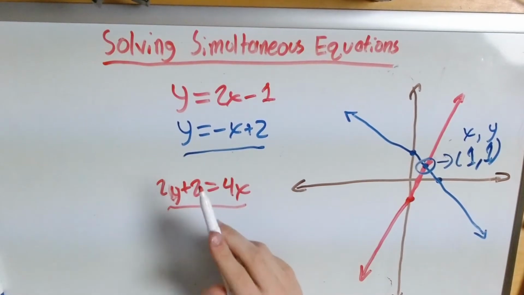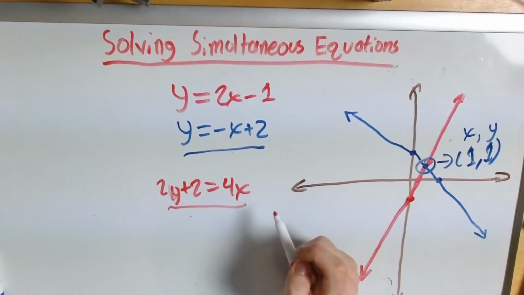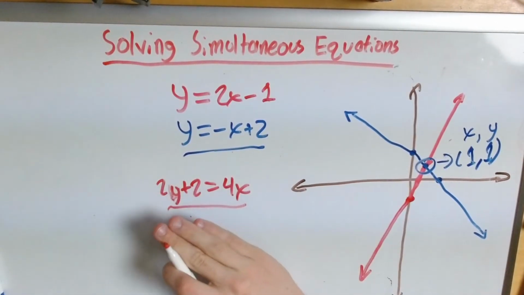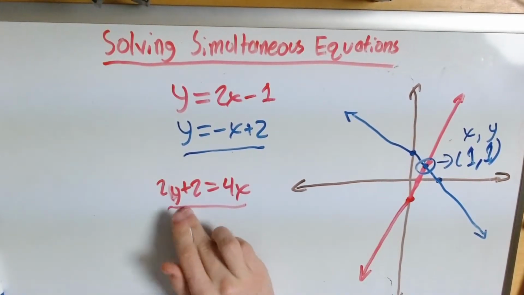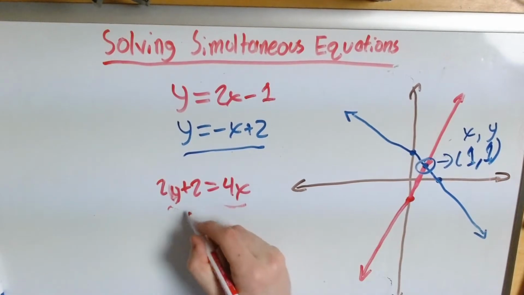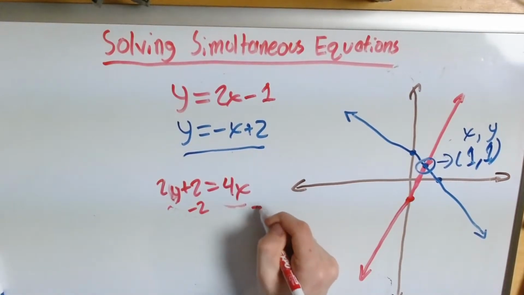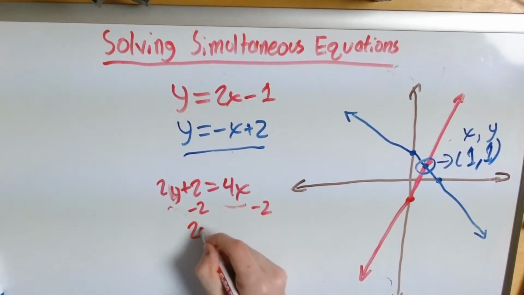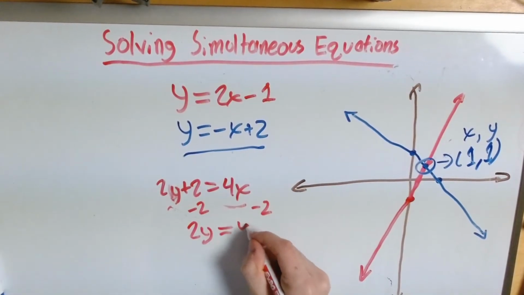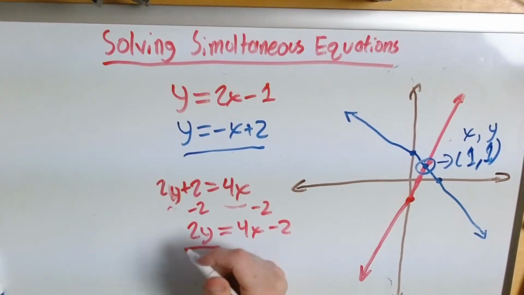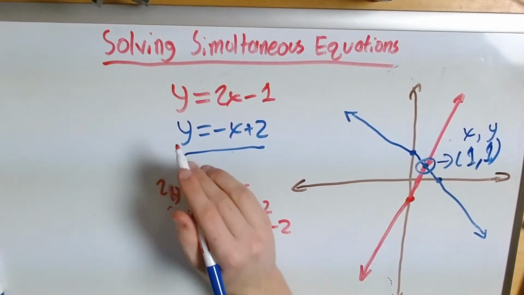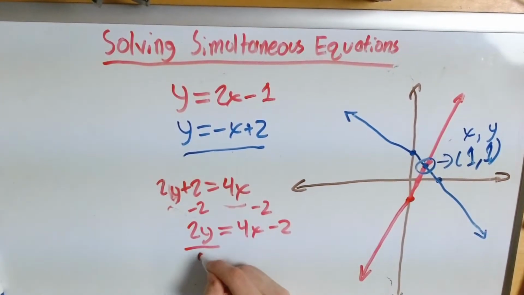So our goal is to have y equals something, right? So have y by itself all on one side of the equation. So first thing I've got to do is get rid of that pesky 2. So I'm going to subtract 2 on both sides. I have 2y equals 4x minus 2. I can divide by 2 to get rid of that 2, so I just have y by itself, plain and simple.